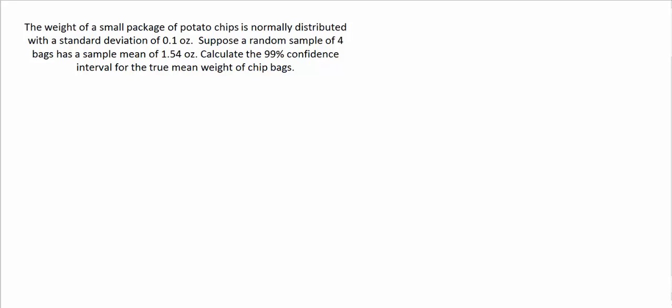In this video, I'll show you how you can solve a Z confidence interval for a population mean. Let's go ahead and read the problem. It says that the weight of a small package of potato chips is normally distributed with a standard deviation of 0.1 ounces. So that means that our sigma, our population standard deviation, is equal to 0.1 ounces.